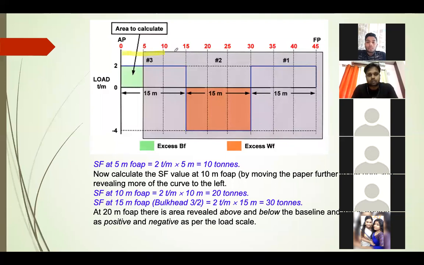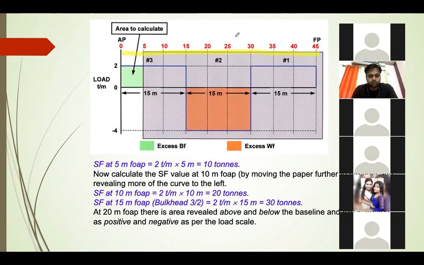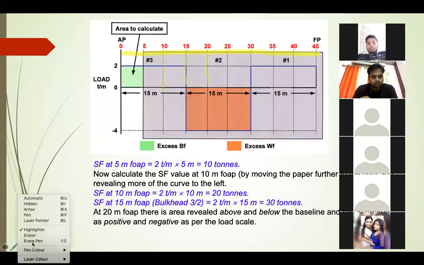This is the length of the vessel, 0 to 45 meters, and we have taken 5 meter intervals, or rather, 5 meters of bulkheads. At the 5 meter bulkheads, what will be your shearing forces at 5, 10, 15, and 20? This is basically the bulkhead positions of the vessel. We'll be calculating at each 5 meters what our shearing forces will be.